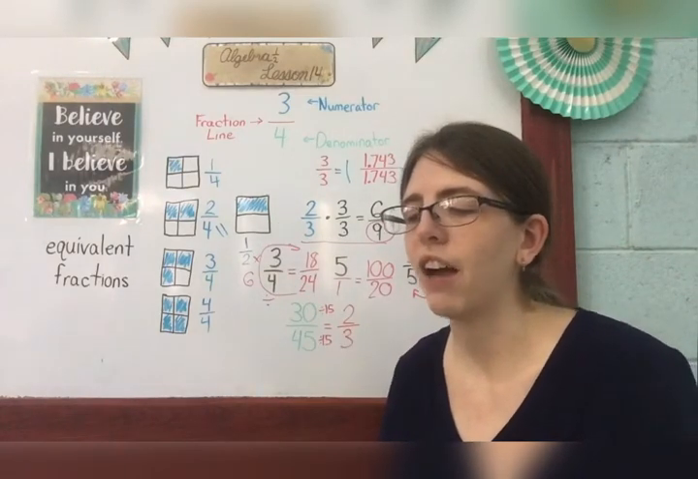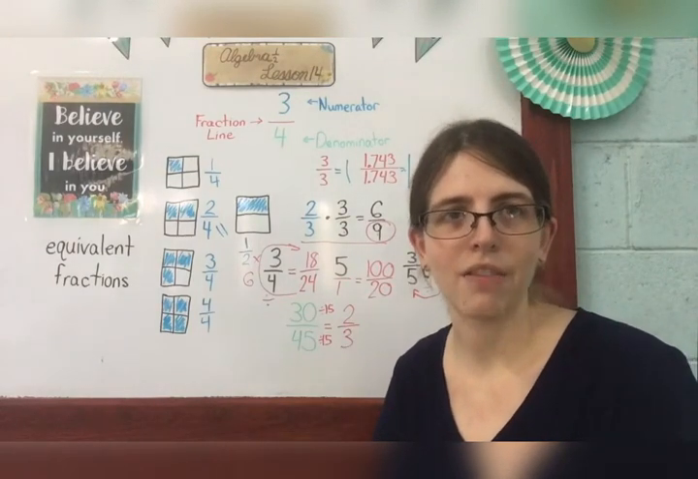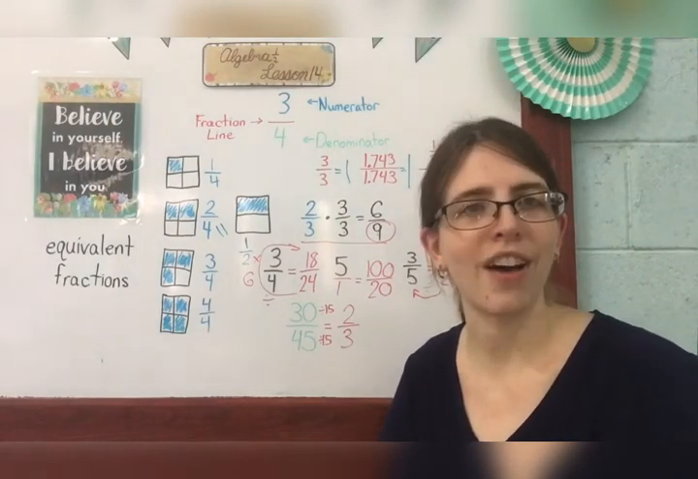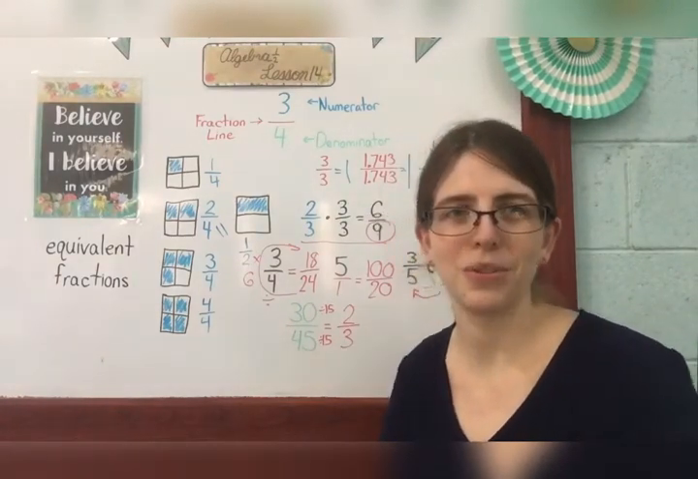And finally, letter F, 15 over 25. Well, their greatest common factor is 5. 15 divided by 5 is 3, and 25 divided by 5 is 5. So 3/5 should have been your reduced fraction.